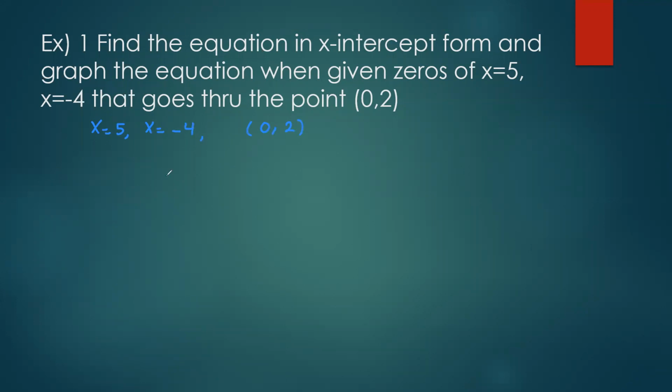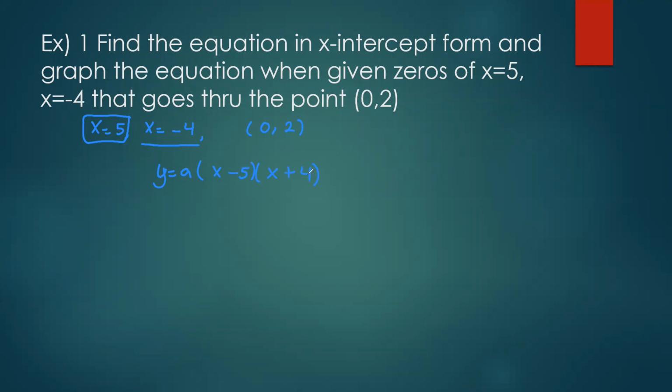I'm going to first find the equation: y equals a, and we don't know what the a value is. Then they tell us our zeros are x equals 5. So how do I write x equals 5 in factor form? It would be x plus 5. I mean, not, it's always the opposite, so it's actually x minus 5. And how do I write x equals -4 in factor form? It would be x plus 4, right?